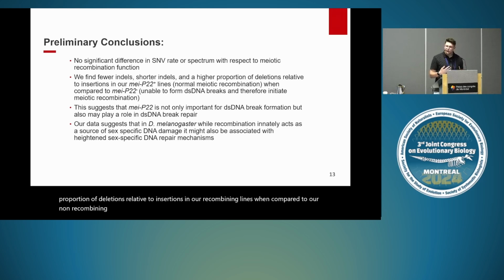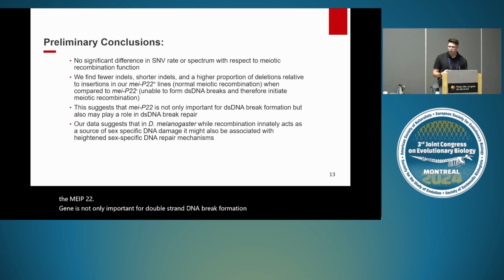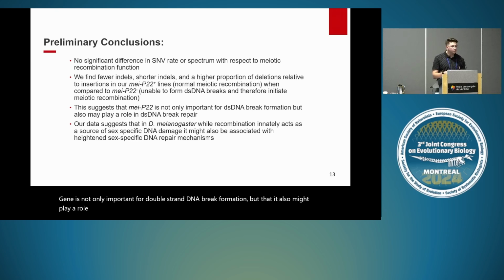To speculate a little bit here, this might suggest that the MEIP22 gene is not only important for double-strand DNA break formation, but that it also might play a role in the repair of those kinds of breaks. That would be interesting because our data suggests that in Drosophila, while recombination might innately act as a sex-specific source of DNA damage, it might also be associated with a heightened sex-specific DNA repair mechanism, which is really cool.